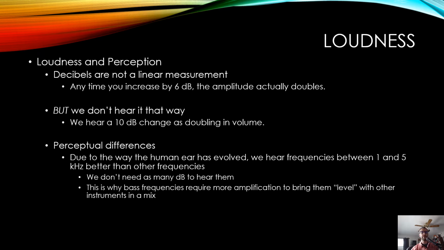So, some perceptual differences. As I mentioned before, due to the way the human ear has evolved, we hear frequencies between 1 and 5 kilohertz better than other frequencies, and we really hear the 2 to 5 kilohertz range the best. We don't need as loud of a signal to hear them. And this is a really interesting thing. This is why bass frequencies require more amplification to bring them into a level with other instruments when you're mixing. Or if you're the bassist and you're playing live with a band, it's probably why your amp is significantly more powerful than everyone else's.